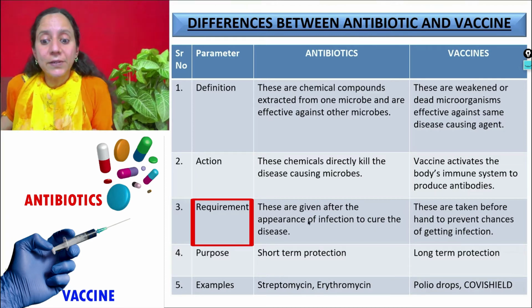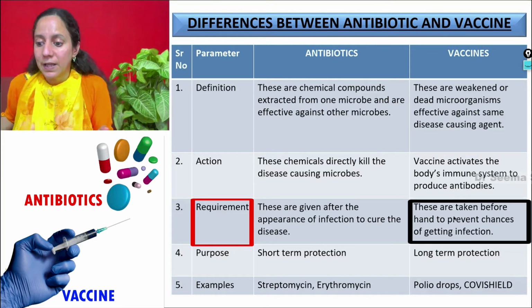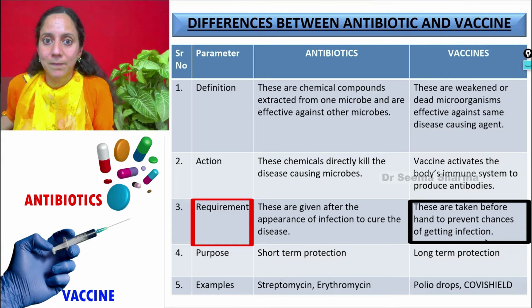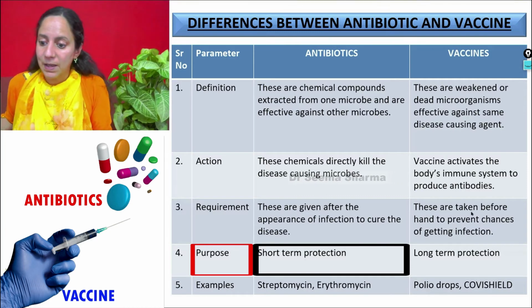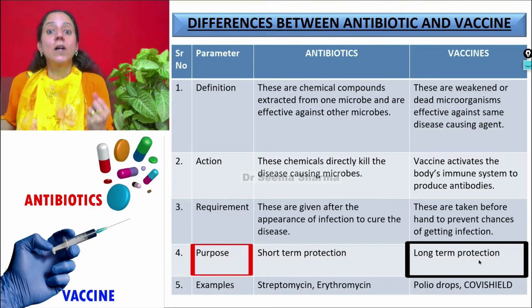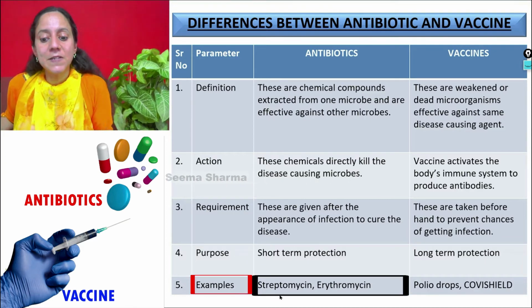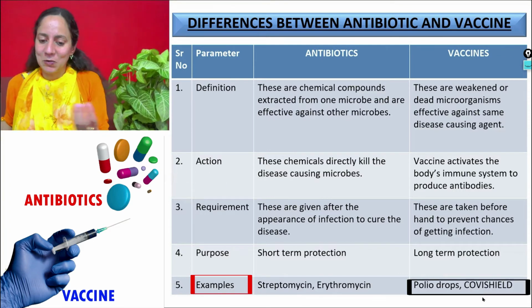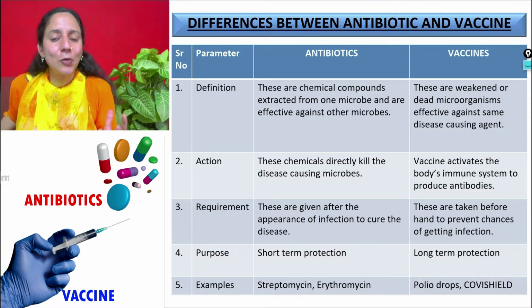Third, antibiotics are given after the appearance of infection. And vaccines are taken beforehand to prevent chances of getting infection. Antibiotics are for short-term protection of the body against the disease. And vaccines give a long-term protection to the body. Examples of antibiotics can be streptomycin, tetracycline or erythromycin. And examples of vaccines, you are familiar with Covishield, Covaxin, polio drops also. I'm sure now the difference between antibiotic and vaccine is clear to the viewers.